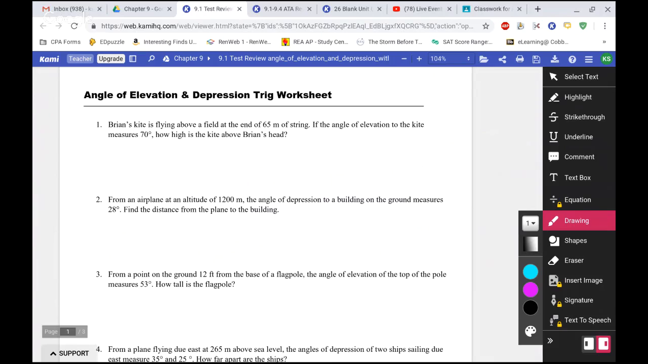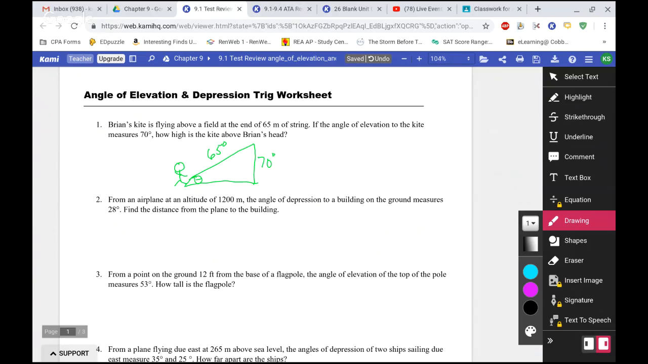Okay, so the picture. We're gonna do little Brian over here, and he's gonna be flying his kite, and he's got a 65-meter string. So it's tangent of 70 times 65 equals x. No, I did it on the wrong leg. I put the thing on the wrong leg.